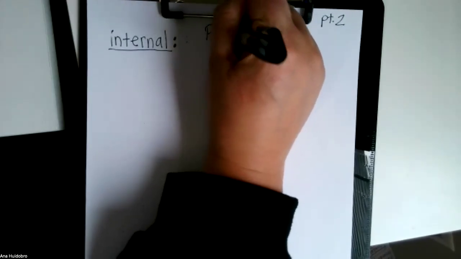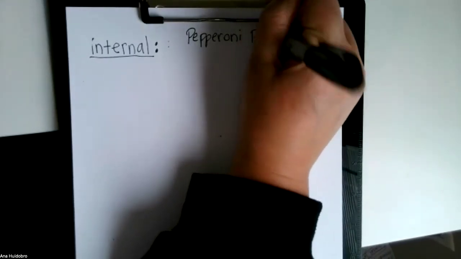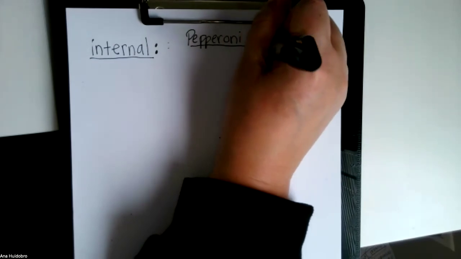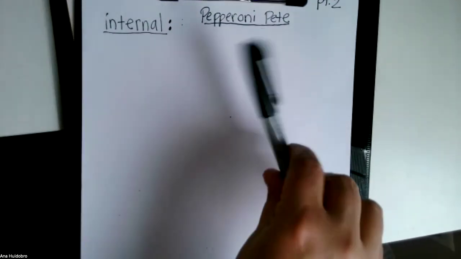My character was Pepperoni Pete. So that you do not have to write Pepperoni Pete, you can write the name of your character from part one if you would like. Go ahead and do that.